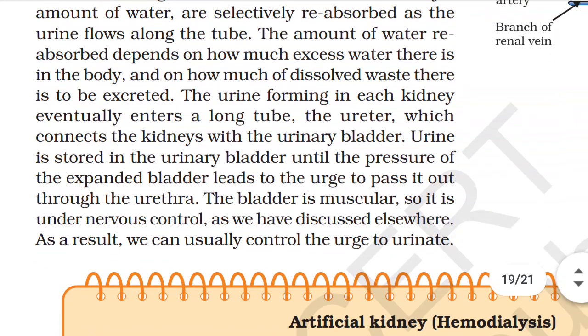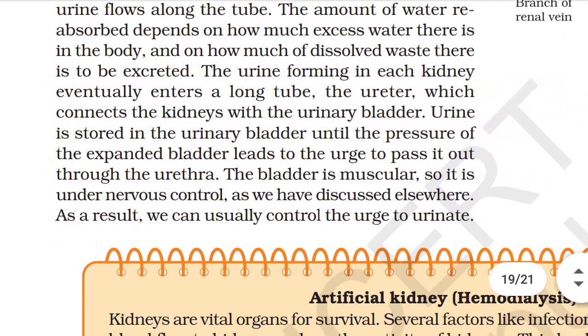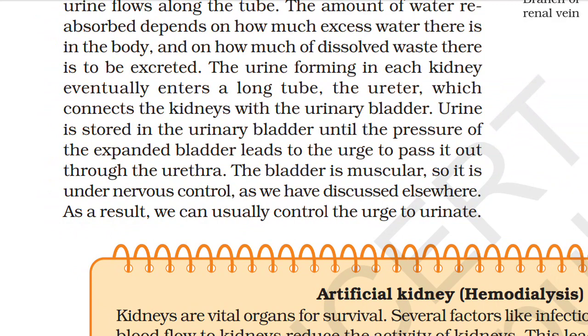The urine formed in each kidney eventually enters a long tube, the ureter, which connects the kidneys with the urinary bladder. Additional knowledge: the ureters are connected to the urinary bladder obliquely. The reason for this is to prevent the backflow of urine from the urinary bladder to the ureter.